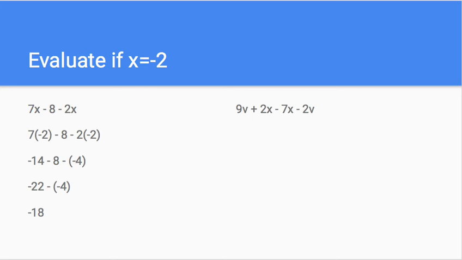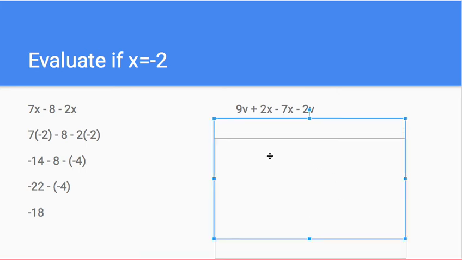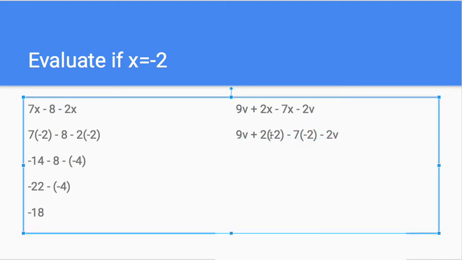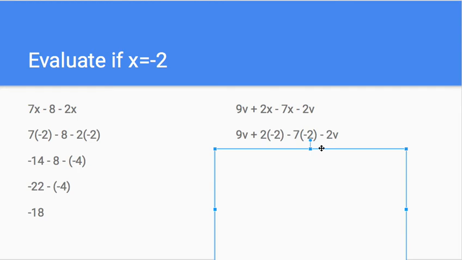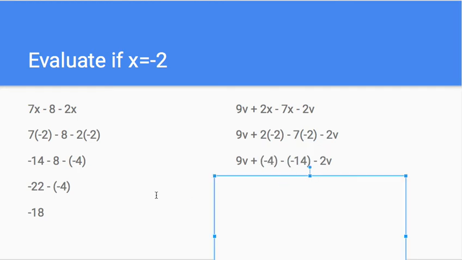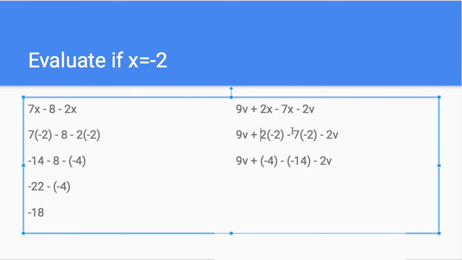Now, my second problem, I have v and x. So 9v plus 2x minus 7x minus 2v. So I go through, and every time I see the variable x, I replace it with negative 2. So 9v just stays the same, plus 2, I replace the x with negative 2, minus 7, again replace the x with negative 2, minus 2v. Now I multiply. So 2 times negative 2 is negative 4. 7 times negative 2 is negative 14. So 9v plus negative 4 minus negative 14 minus 2v.